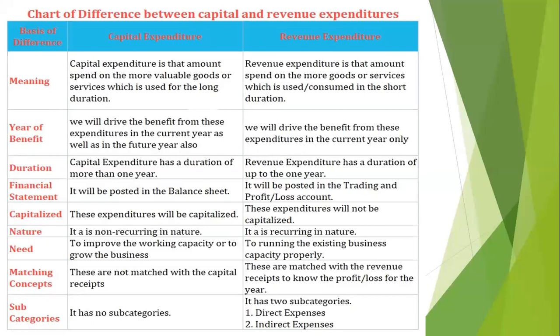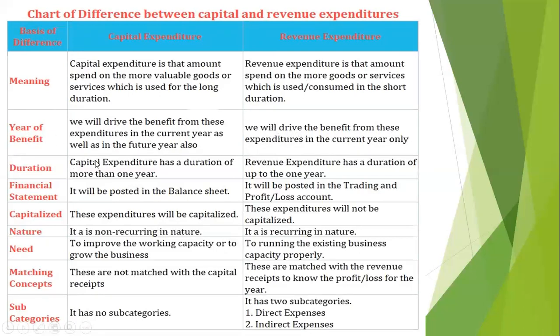The second point, the first was meaning, and the second is year of benefit. We will derive the benefit from capital expenditures in the current year as well as in future years also. So the benefits can be availed for more than one accounting period. On the other hand, for revenue expenditures, we will derive the benefit from these expenditures in the current year only. The point is to derive the benefit only in one accounting year.